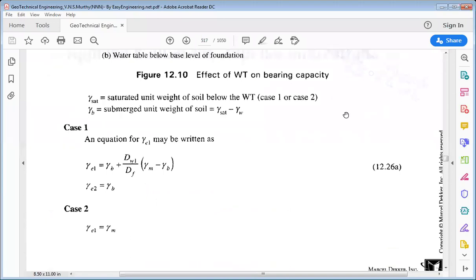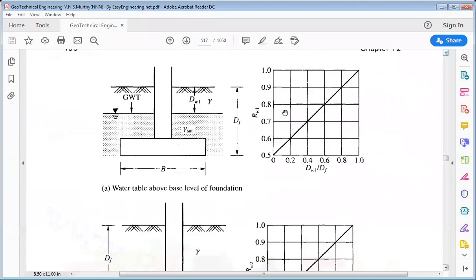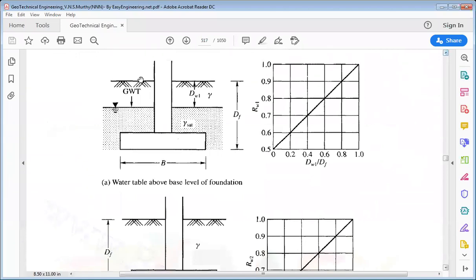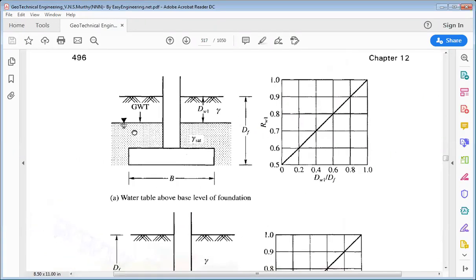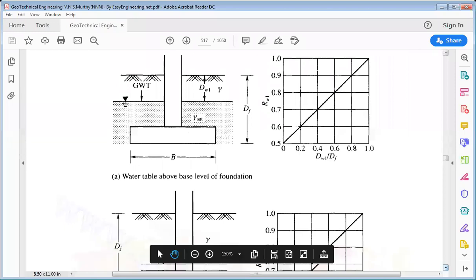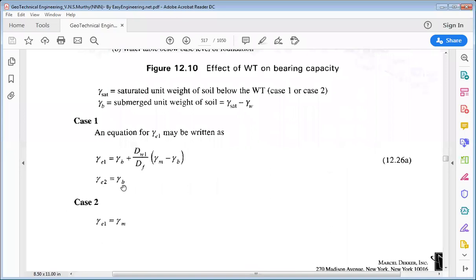Again, we see that there are two cases, case 1 and case 2. Case 1 is when the water table is between the ground surface and the base of the footing. In that case, gamma E1 is given as gamma B plus Dw1 by Df into gamma M minus gamma B, and gamma E2 is given as gamma B.